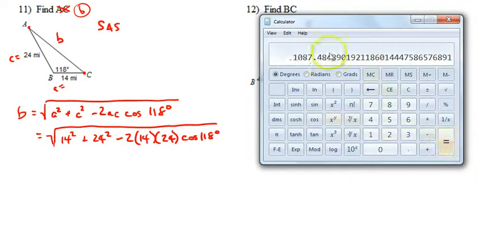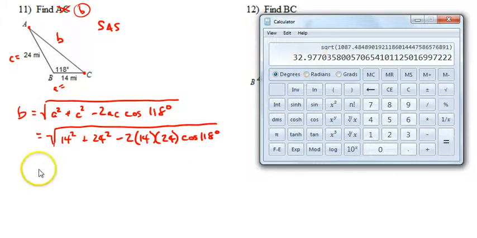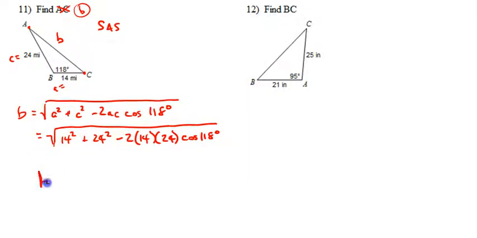cosine equals, that's everything underneath the radical. I still take the square root, so boom, square root 32.977, which rounded to the nearest tenth, we're still rounding this to the nearest tenth, this 7 makes that go up one, so it's going to be 33. So b equals 33.0. If you just put 33, that's fine.